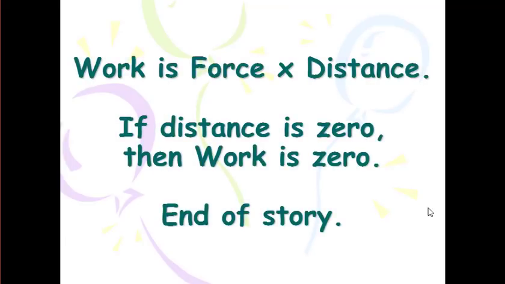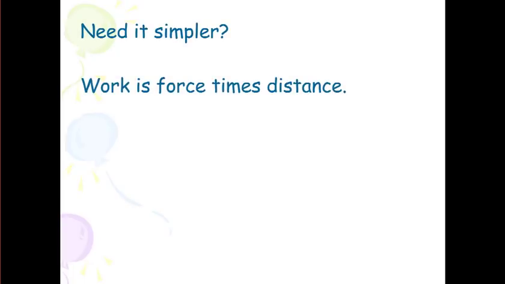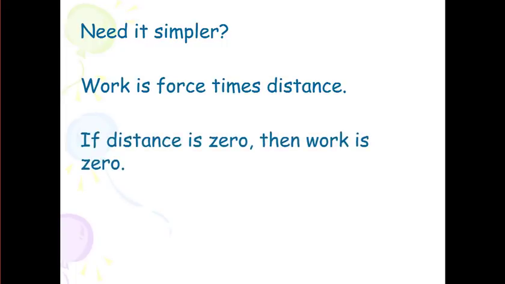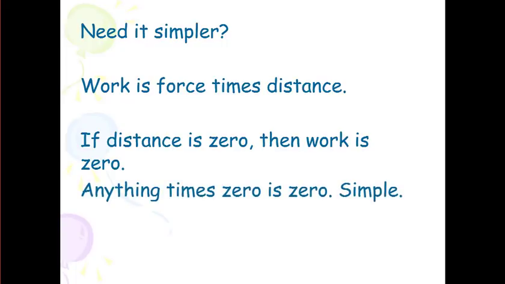So work is force times distance. And if distance is 0, then work is 0. End of story. Let's make it simpler. Let's just boil it down. Work is force times distance. If distance is 0, then work is 0. Anything times 0 is 0. Simple enough. End of story.